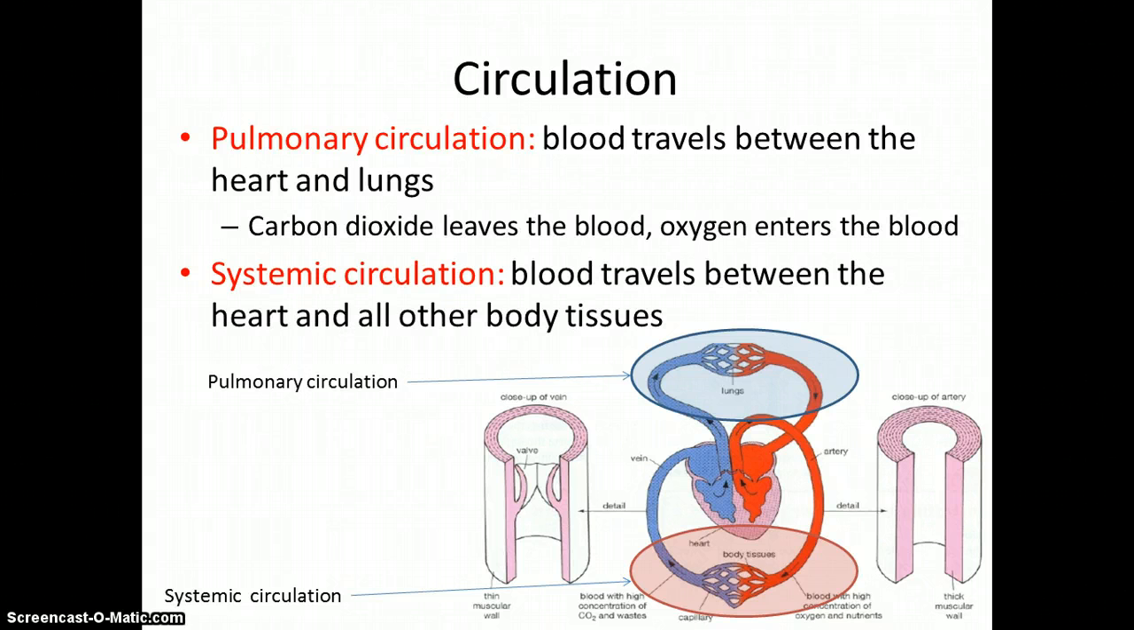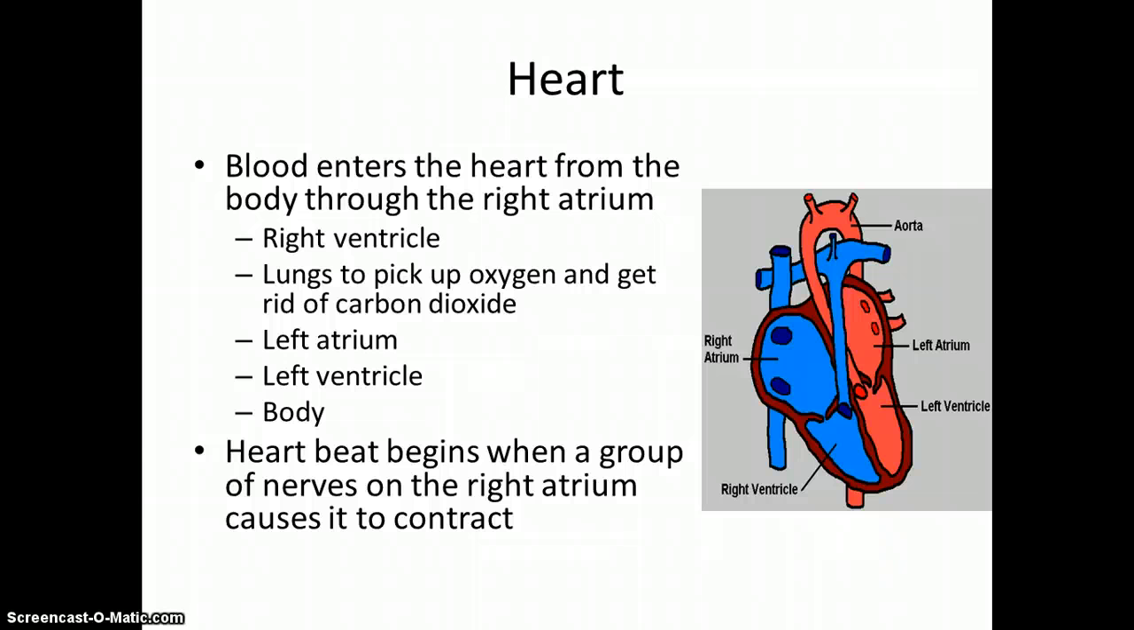Systemic circulation refers to the circulation between the heart and all other body tissues. The job of the heart is to pump blood to the lungs to oxygenate it, and to pump oxygenated blood to the rest of the body. To do this, the blood enters the heart on the right side. You might notice that this picture looks a little backwards, but if you imagine taking this picture and holding it up to someone's chest, it corresponds to their right side and their left side. So this is the way pictures of the heart are always drawn.